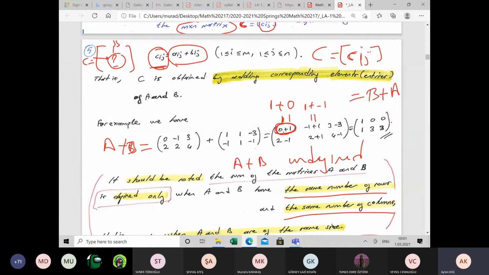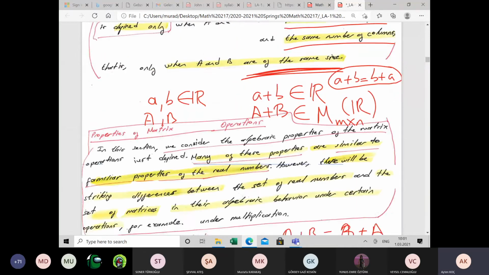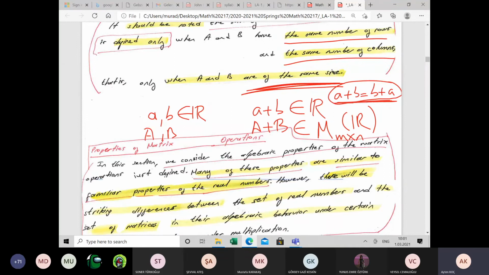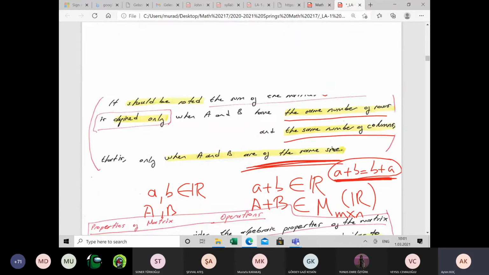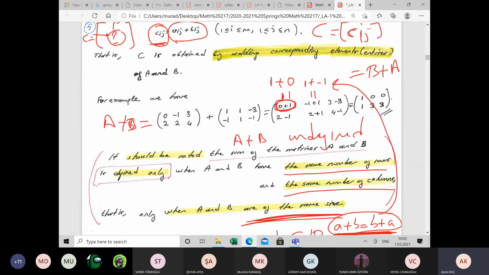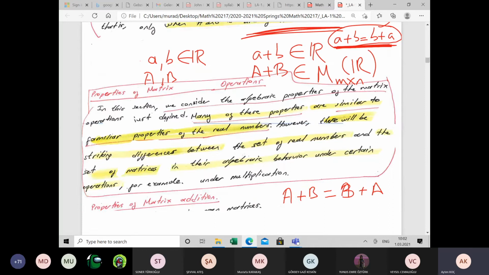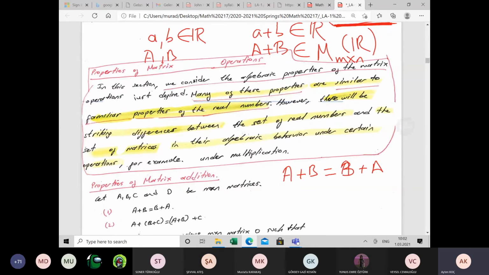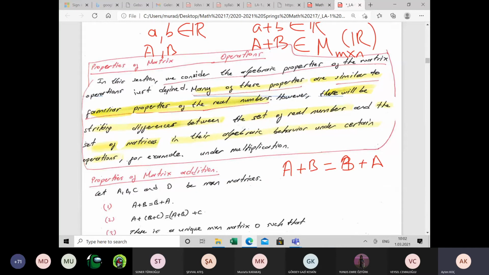It works because addition is a commutative operation for real numbers. Using this property, we change the order and obtain B plus A. So matrix addition is commutative. But be careful: the matrices should be the same dimension, n by n.